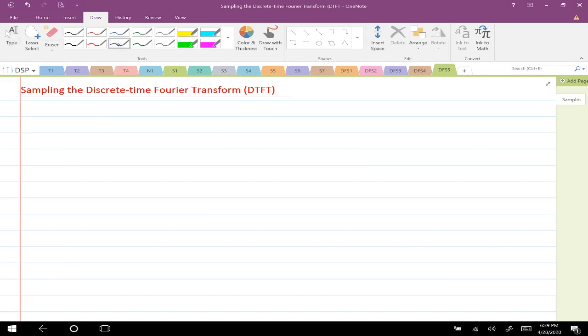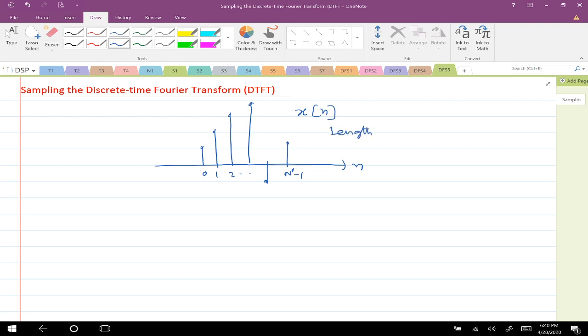So assume that you have some signal here, any signal. Let's call it some x of n. Let's say 0, 1, 2 and so on up to n prime minus 1. So this is your n. I have a signal which I refer to as x of n. So I have a finite duration signal whose length is n prime.